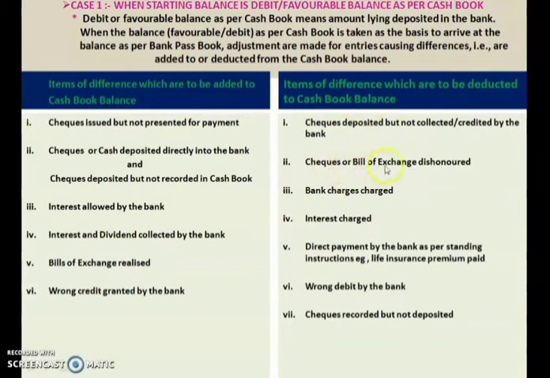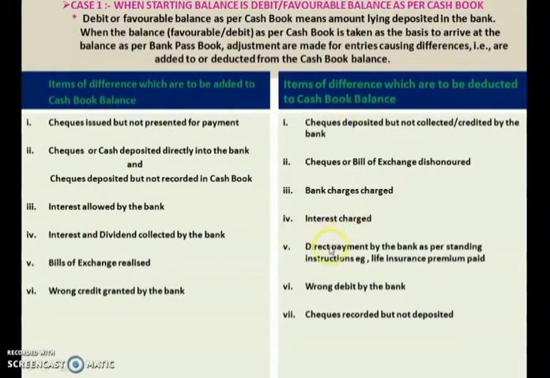Next is checks or bills of exchange dishonored. If it is dishonored, then also you have to deduct. Bank charges charged. So the bank takes some charges for our deposit, and we didn't get any intimation about that. So our cash book has not recorded it, but our passbook has shown a deduction. So that you have to record in your cash book balance also as a deduction.